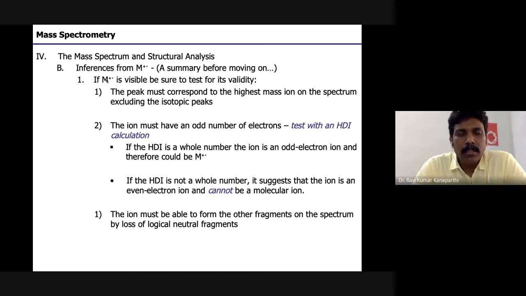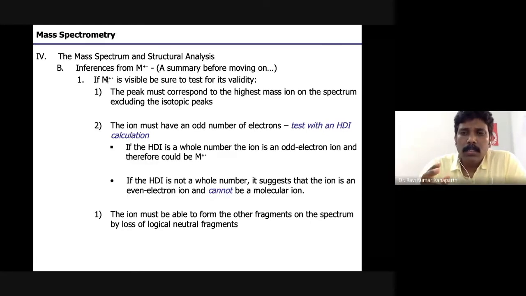At the extreme right hand side, you will find a molecular ion peak, and the molecular ion peak will always be associated with isotopic peaks, especially m plus 1 and m plus 2. There are a few cases where m plus 4 and m plus 6 are also possible, with regard to the clathrate compounds. Okay, that is one thing.